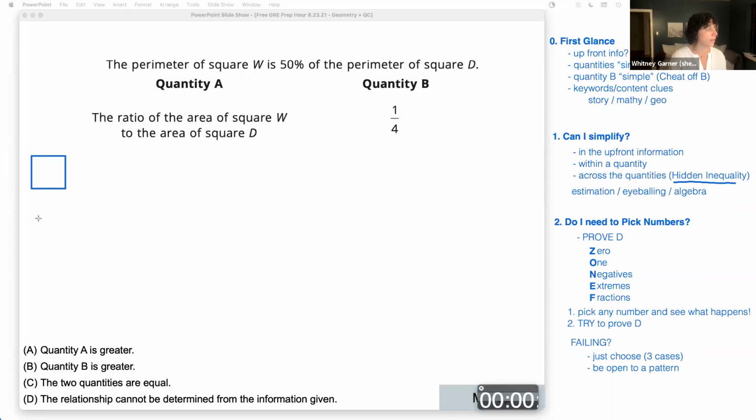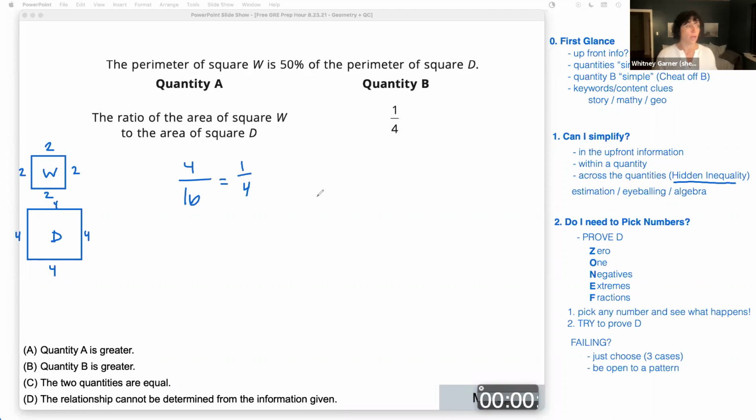In one situation, let's go with the perimeter is 50%. That would mean if this one had a perimeter of, let's say 2, 2, 2, 2, so 8, then this one would have a perimeter of 16, so it would be 4, 4, 4, 4. That means the area of the small square, this is W, the area is length times width, or side squared. In this case, 2 squared, or 4, over the area of square D, which would be 16, is 1/4. That would make them equal.